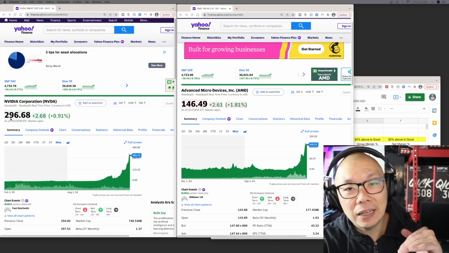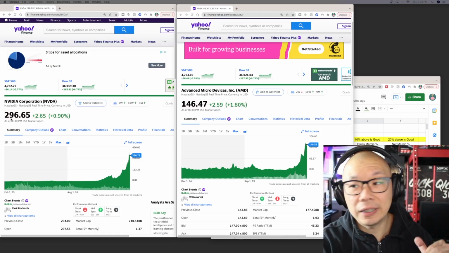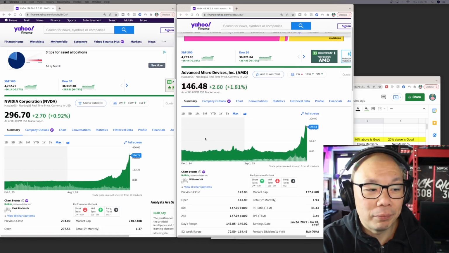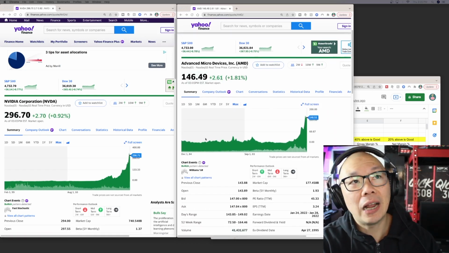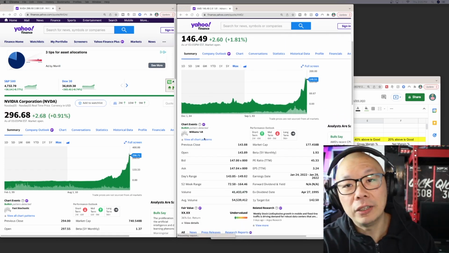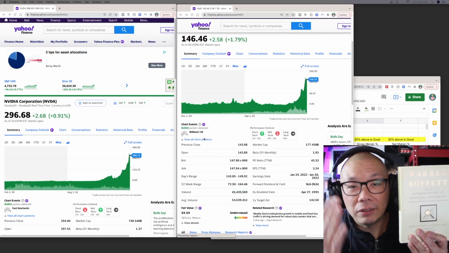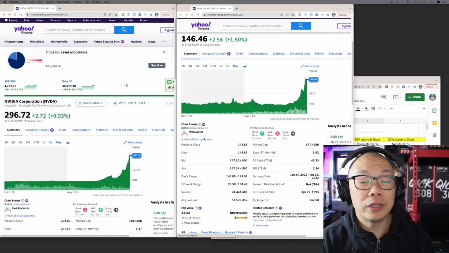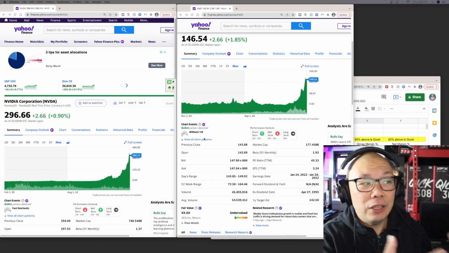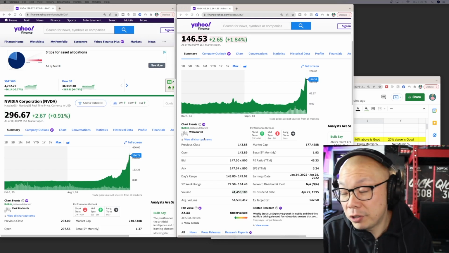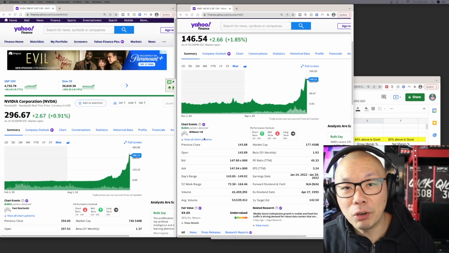Nvidia is $296.67 as of this recording, which is December 23rd. AMD is at $146.51. Now, all the information that I'm going to show you in a little bit from my balance sheet is based on how Warren Buffett analyzes stocks, and that is what I'm going to be using and demonstrating to you guys. Is either one of these stocks a good buy or not, or do you just continue buying their product and trying to mine crypto, right?